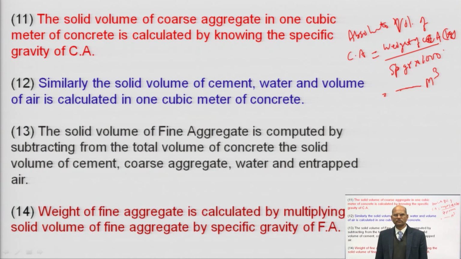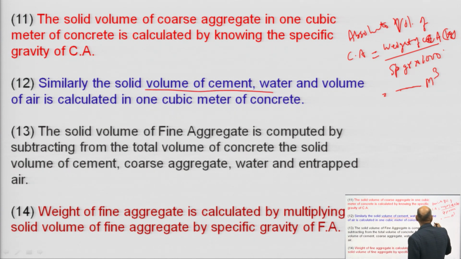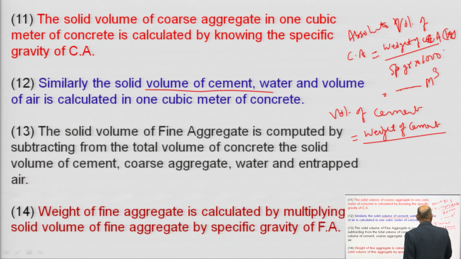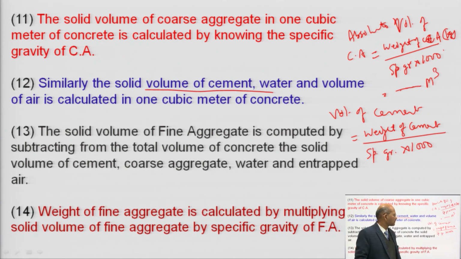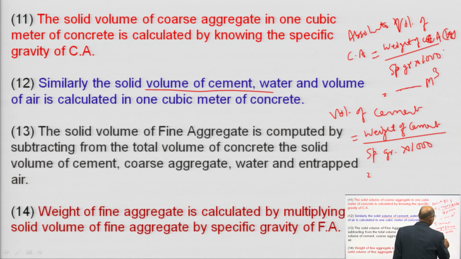Similarly, you can find out the absolute or solid volume of cement. What is the volume of cement? That you can get as the weight of cement divided by the specific gravity of cement divided by 1000. So, in 1 meter cube, this value you have calculated in meter cube.